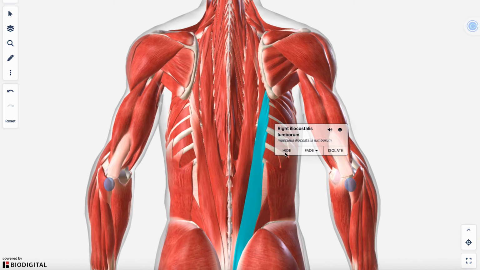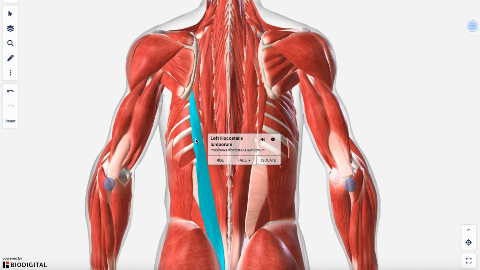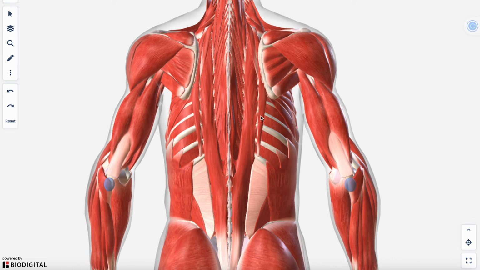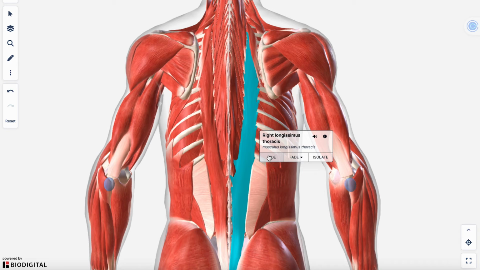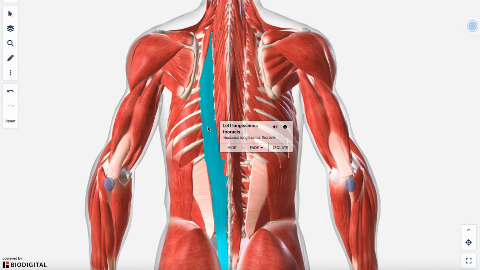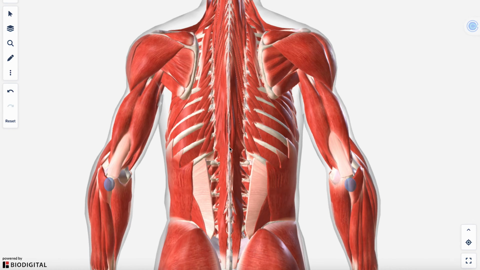So let's hide that group. And you can see it on the left side here too. This is also the thoracic portion of your iliocostalis, so let's hide those as well. Then you can clearly see longissimus right here, medial to that. So let's hide longissimus on the right side and the left side. And then the most medial muscle is your spinalis. Just like the name would imply, it's sitting right on top of your spine. So this is your spinalis right here. Let's hide that. And that is your erector spinae group.